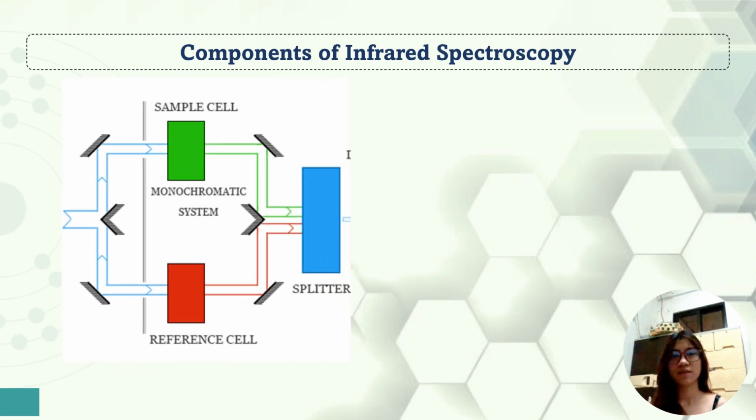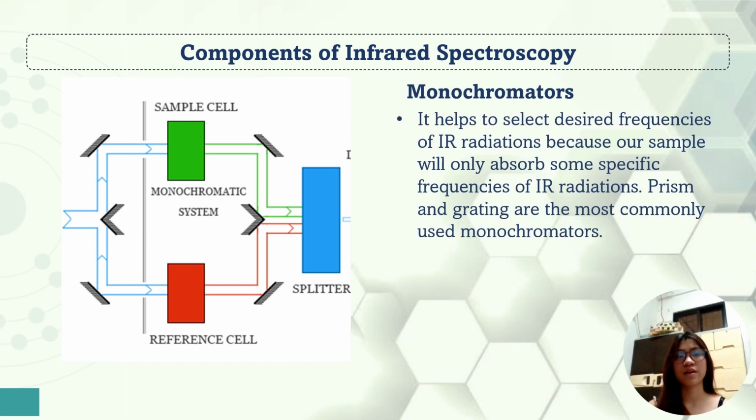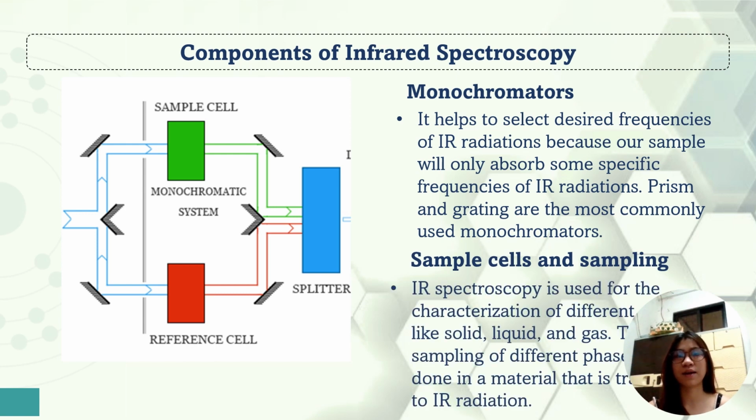Second, with the components of infrared spectroscopy is the monochromators. It is when the sample absorbs only certain frequencies of IR radiation, so we use prism and grating monochromators to select the desired frequencies. IR spectroscopy is used to analyze solid, liquid, and gas samples, so the material used should be IR radiation transparent.